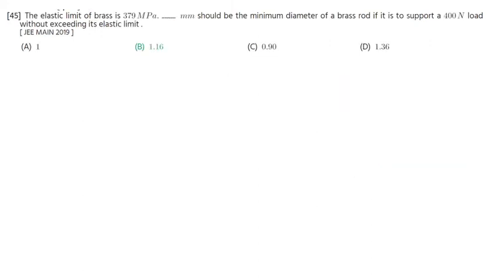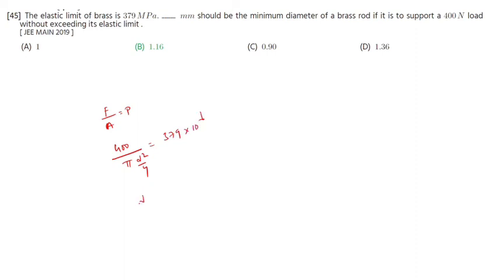The elastic limit of a brass is given as 379 megapascal. Mega means 10 power 6. Now, dash mm should be the minimum diameter of the brass wire if it is to support 400 Newton load. Force per unit area is nothing but pressure. So 400 Newton load it should bear. Now pi d square by 4 will be equal to, so 379 into 10 power 6.